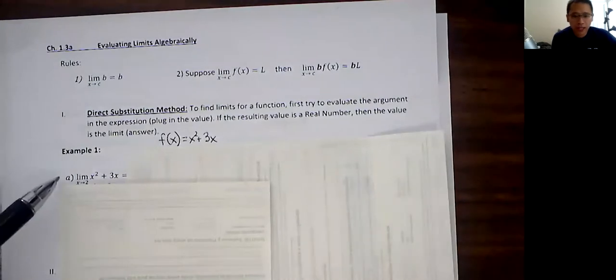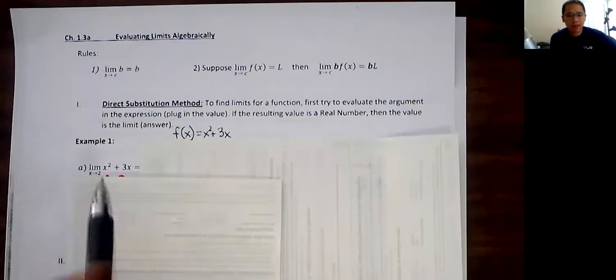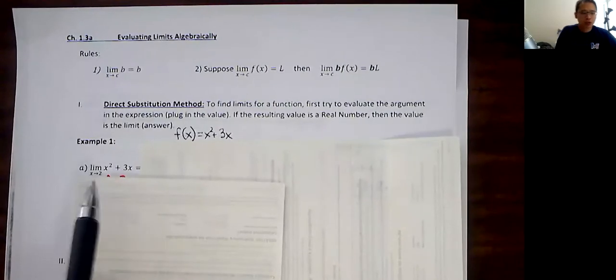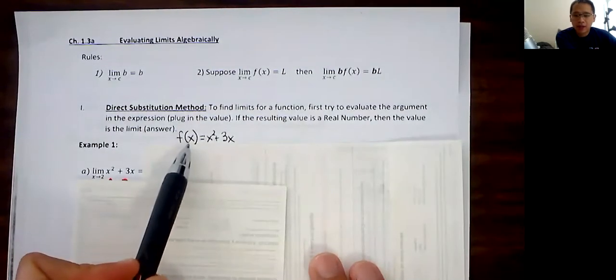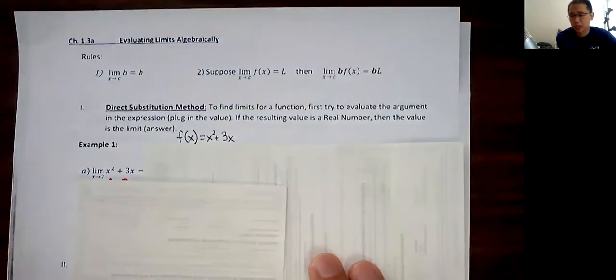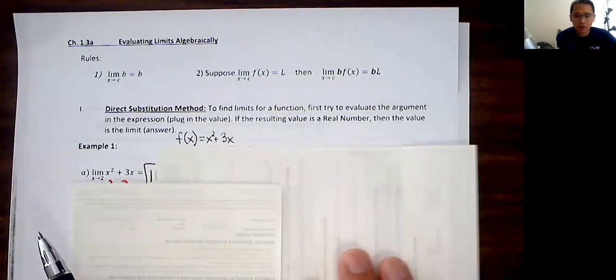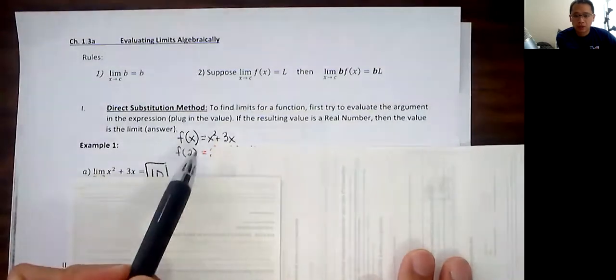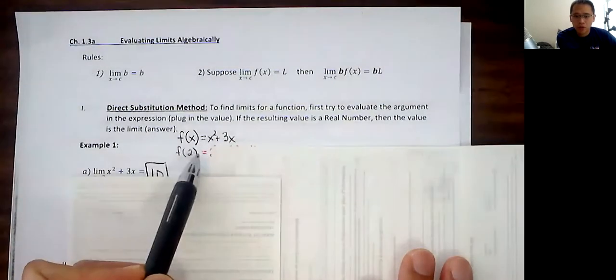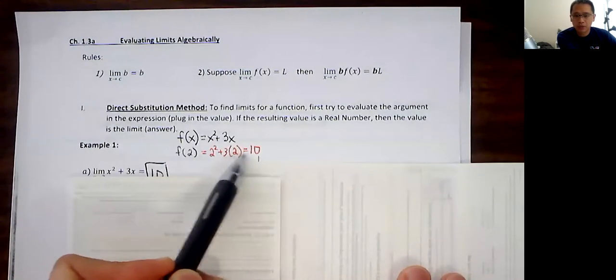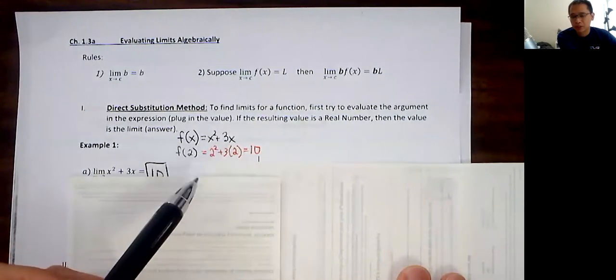But just to start off with easier examples, let's say we had limit of x squared plus 3x as x approaches 2. Whenever you have an expression and you're trying to find a limit, think of it as evaluating a function at a point. Let's say I gave you a function x squared plus 3x, and I asked you, what is f of 2? Then you would simply replace all the x with 2, and combine those terms. So we get 2 squared plus 3 times 2 equals 10. So that's our function value.